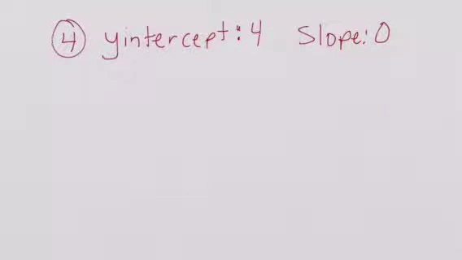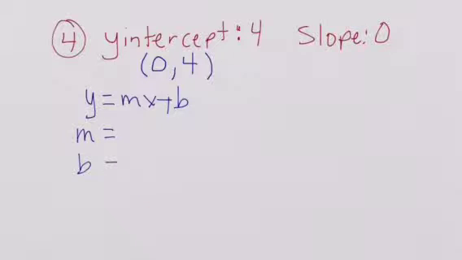All right. Now, y-intercept, we have to translate that into an ordered pair. Every y-intercept, the value for x is going to be 0, and then 4 is the value for y. So y-intercept, x is 0, and then our y value is 4. So we're finding the equation of the line. So we're going to do y is equal to mx plus b, m equals, b equals. Our slope we're given is 0, and now we're going to solve for b.